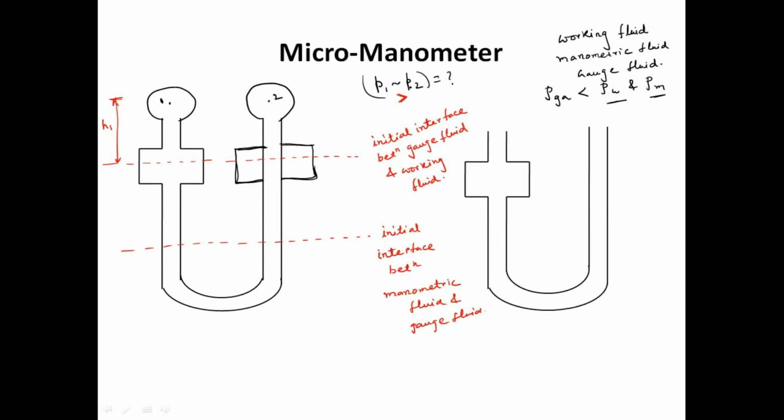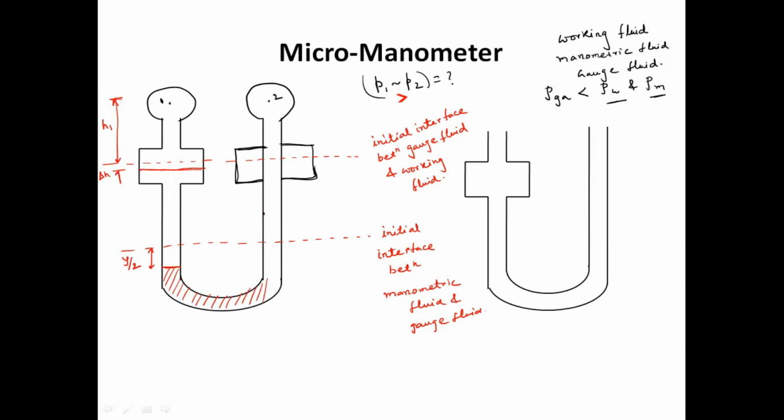Now as P1 is greater than P2, the gauge fluid level will drop down. How much does it drop down? That is delta H. So it is a suppressed gauge fluid. The gauge fluid here will come down because of the pressure difference. And on the other side, it is suppressing the manometric fluid.